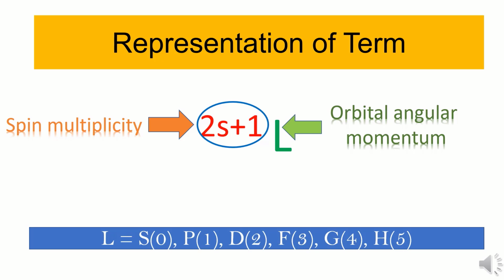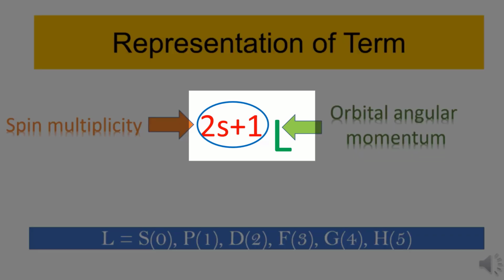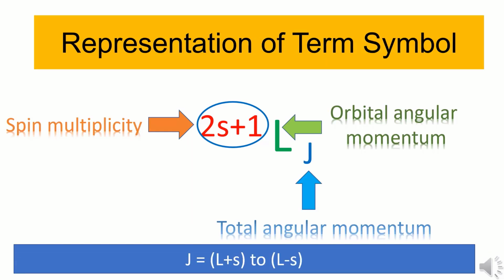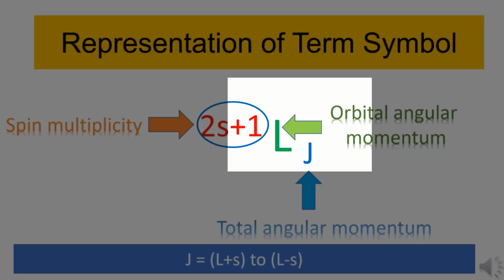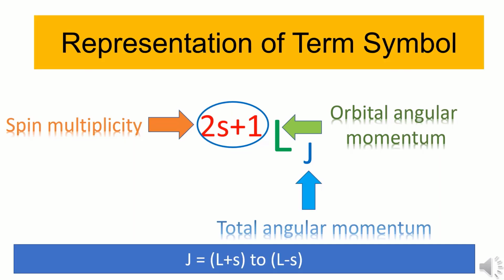Okay, so if anyone asks you what the representation of a term is, then you have to write the spin multiplicity at the superscript position before writing the orbital angular momentum, which is denoted by L. And if someone asks you what the representation of a term symbol would be, then you have to know that if it is a term symbol, then one J value is incorporated into the subscript position of a term. The J value is nothing but the combination of L and S, like orbital and spin contribution.